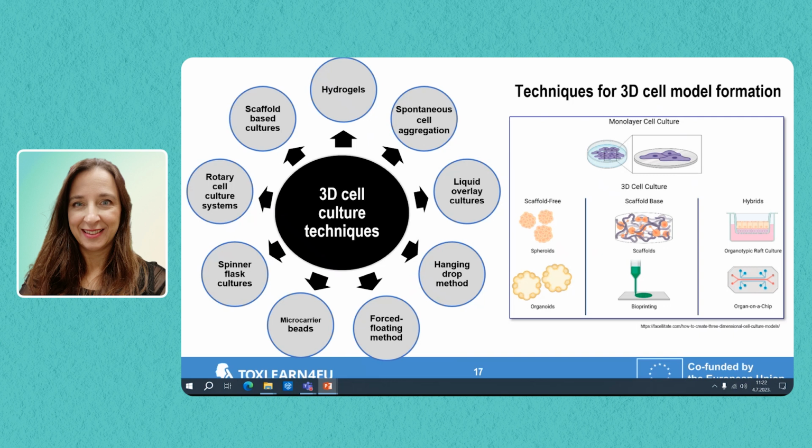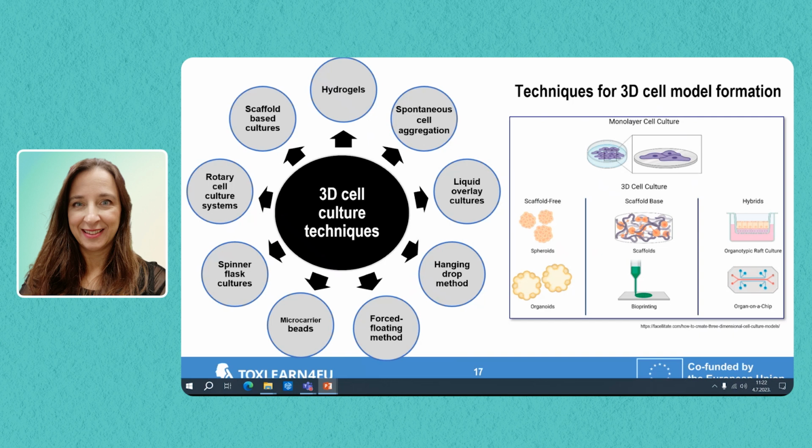We can have microcarrier beads so that the cells stick to the different beads. And then these are more or less static conditions. I will explain more later on. But then we can also have some dynamic conditions of culturing, like spinner flask cultures or rotary cell culture systems. They are even more advanced. Or we can also have matrigels, hydrogels, scaffolds, where the cells stick to the surface and they produce three-dimensional cultures. But they're grown on the scaffolds, like you can see here.